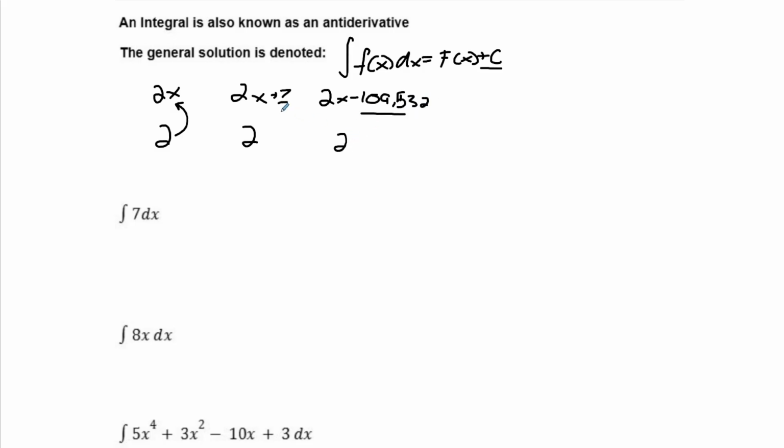So when we integrate, we have to add a plus c. If you integrate correctly on an FRQ and you don't put that plus c, your grader will take a point off. It is imperative that you put that plus c there.